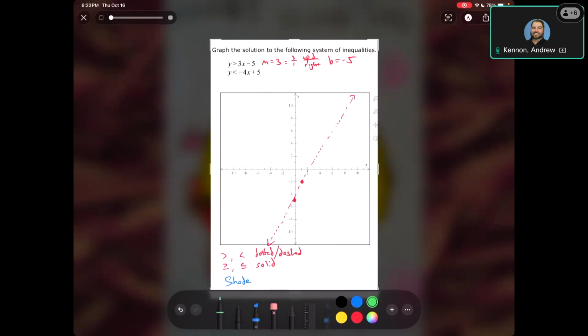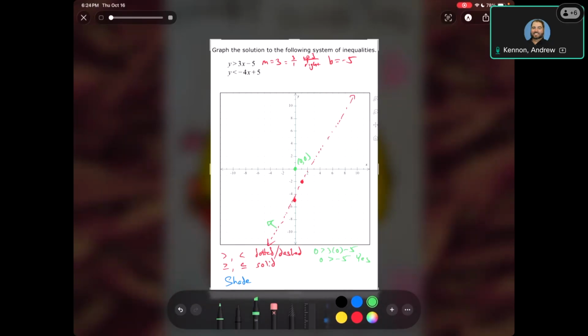The way you are going to shade is pick a point not on the line. I always use 0, 0 if I can. It has to be a point that's not on the line, but 0, 0 is an easy one to use. So I'm going to plug that in. 0 is greater than 3 times 0 minus 5. Is 0 greater than negative 5? And that is yes. So since it's yes, I'm going to shade towards 0, 0. So I would shade this way.